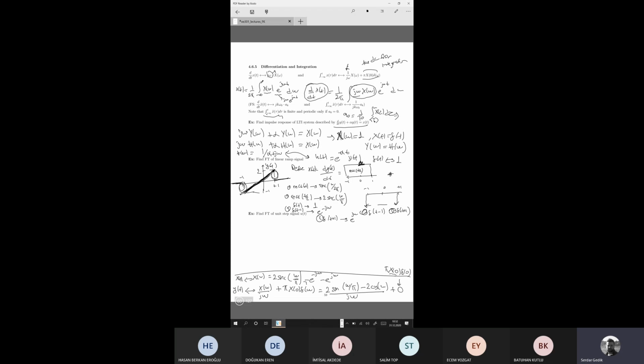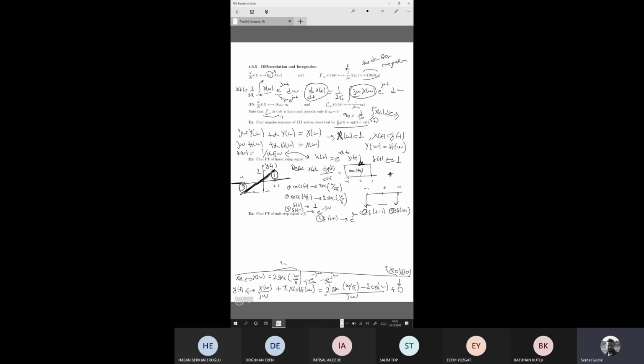X of 0 is actually 0, because what is x of 0? You can check from here. Sinc 0 is 1, right? So this is 2, this is 1, this is 1. So 2 minus 1 minus 1 is actually 0, which is x of 0. So I can find the Fourier transform of y of t by using the Fourier transform of x of t and using the integration property.